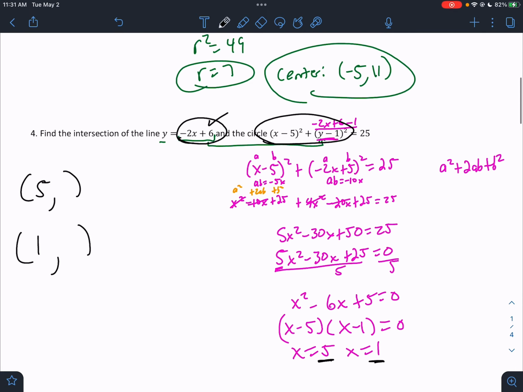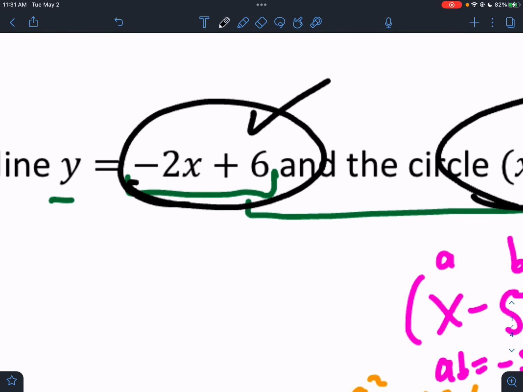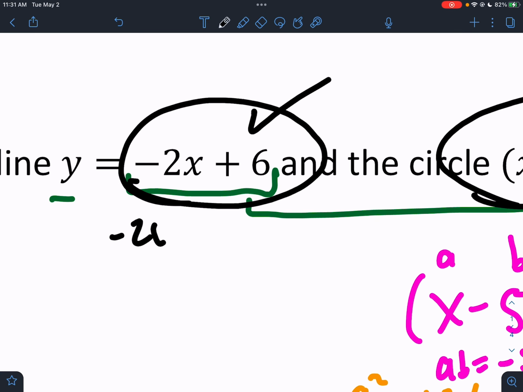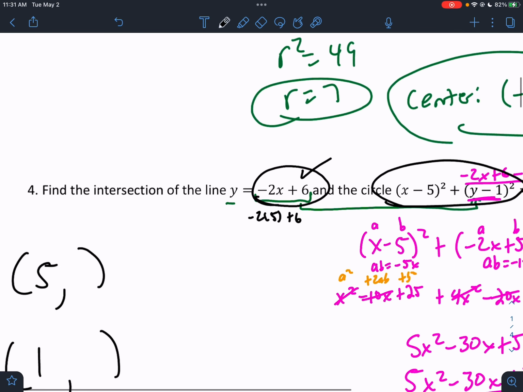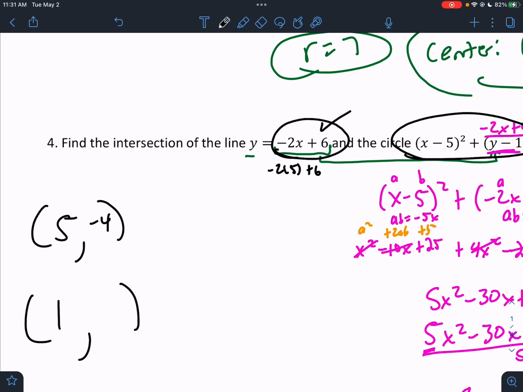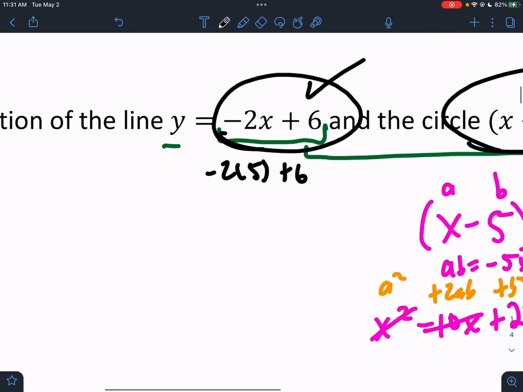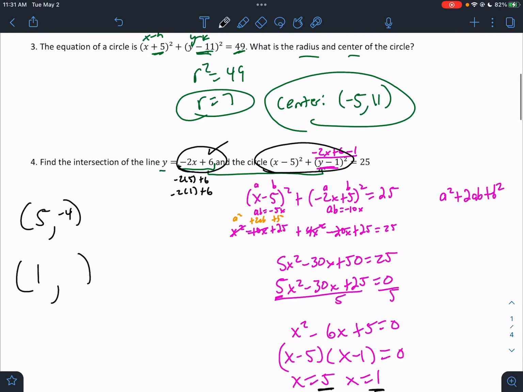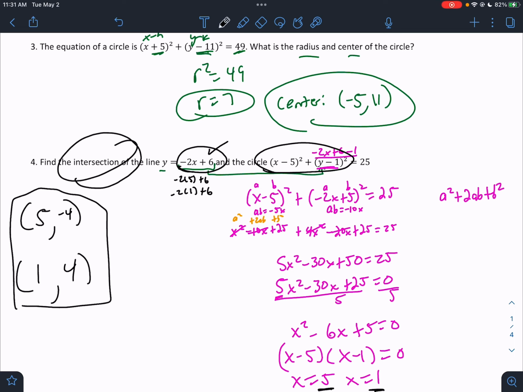So we plug in 5. What happens when we plug in 5? We get negative 2 times 5 plus 6, and that's negative 4. What happens when we plug in 1? We get negative 2 times 1 plus 6, and that's positive 4. There are my final answers. Those are the intersections for this problem. The line hits the circle twice. These are the two places that they hit.